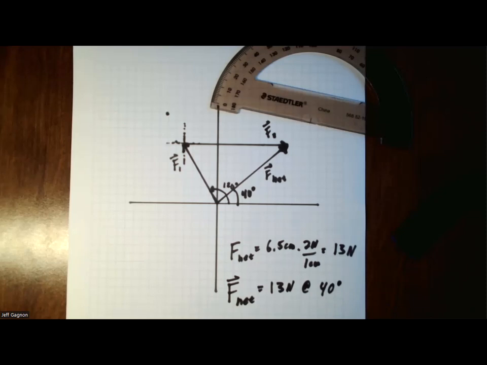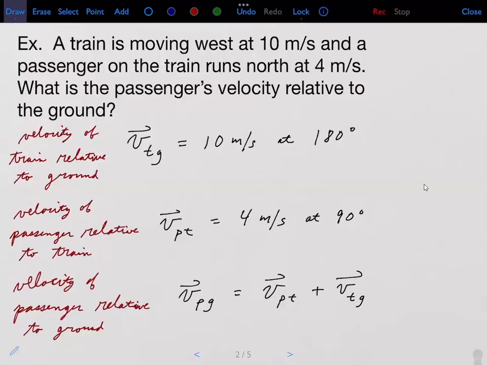Okay, another example. In this example, you're told a train is moving west at 10 meters per second, and a passenger on the train runs north at 4 meters per second. What is the passenger's velocity relative to the ground? Okay, so this is a relative velocity problem. So you have to think about this first, but let me set this up for you.